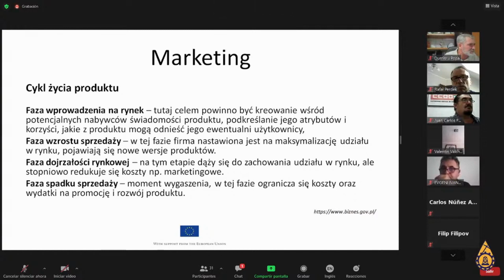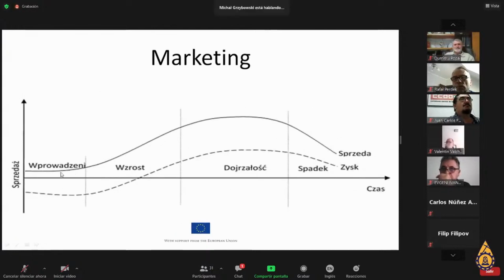Another concept related to marketing is the concept of the life cycle of a product. I would like to show it to you using a chart. In this chart, we have two lines. We have the sales line, which is the continuous line on the top, and then we have the dotted line that represents the profit, so the revenue minus costs.